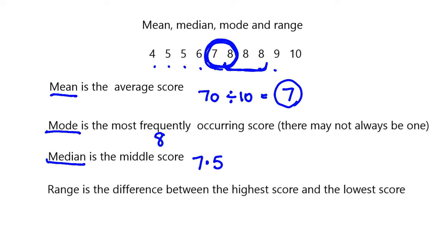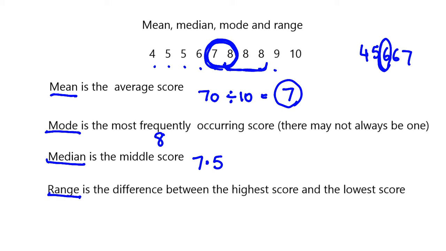If we had an odd number of scores, say for example if we just had 5 scores, then you would have just one number there that is the middle. So it's only when there's an even number of scores that there will be 2 middle numbers.